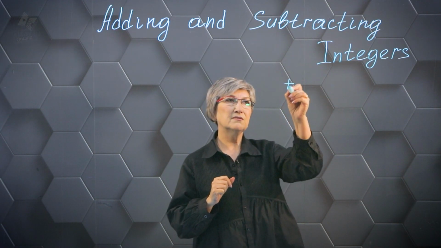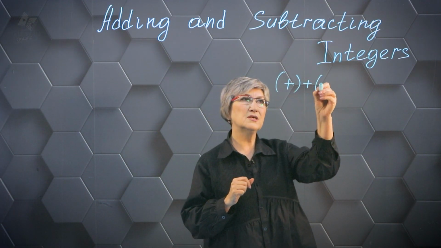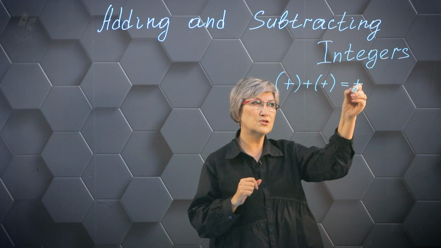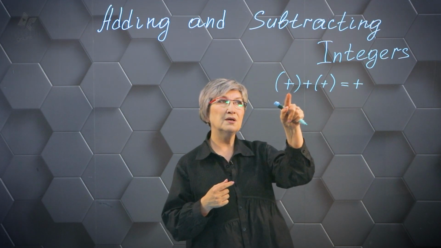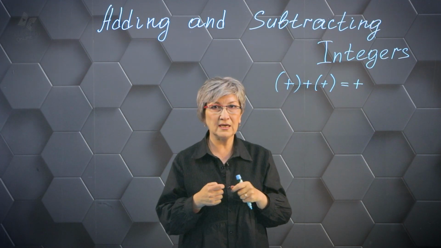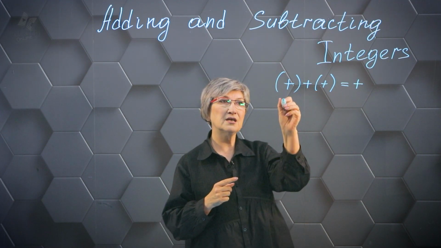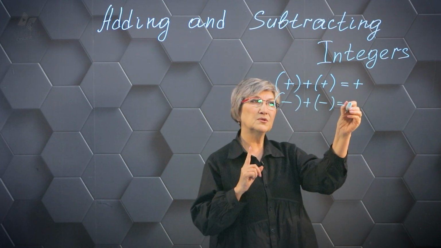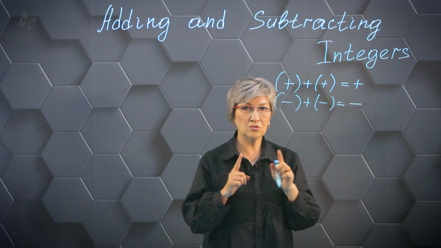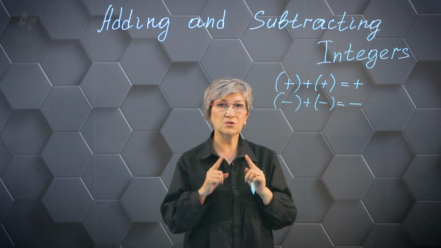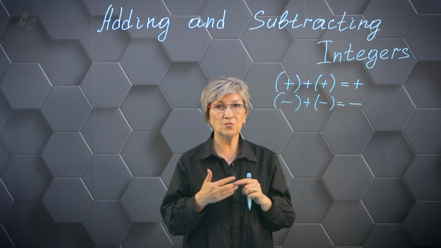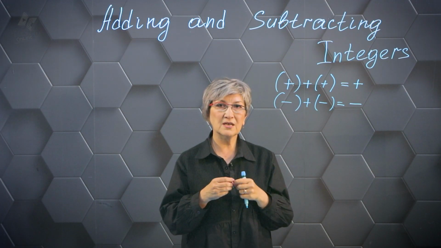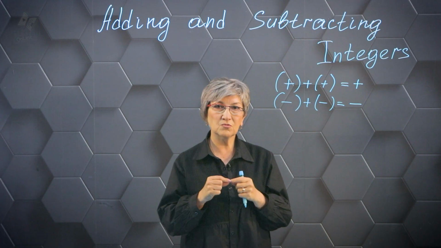If we are adding two positive numbers, then the result is a positive number. And what's more, we add the moduli of these numbers. When we add two negative numbers, we get a negative number in the answer, but we also add the moduli of these numbers. Let's remember what a modulus is. The modulus or absolute value of a number is a positive number, and we always work with moduli.